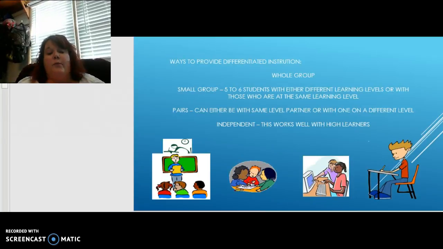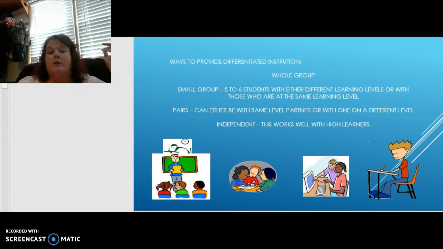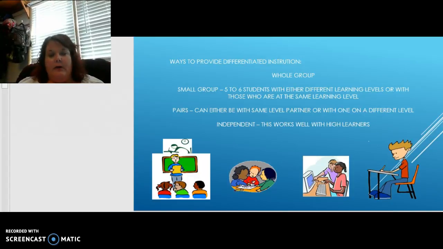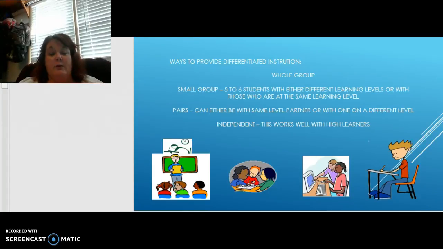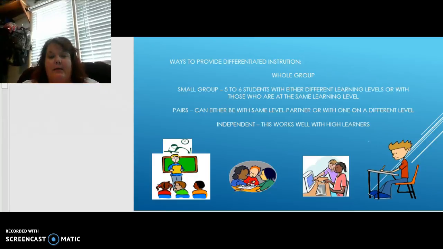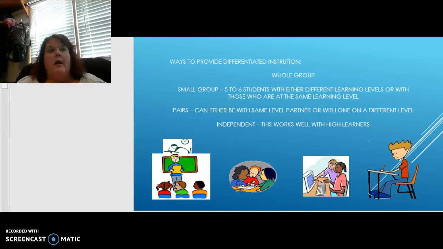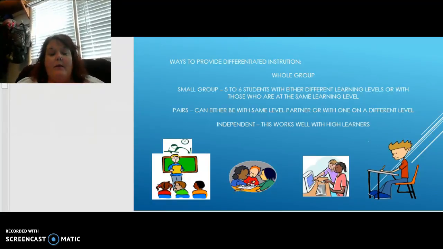There are different ways to provide differentiated instruction. There's whole group, basically a lecture, and then what helps too is to put students into small groups of 5 to 6 students, with either different learning levels or the same learning levels. If you have students who are struggling in a concept of math or reading at the same level, sometimes having them together so you can give them more instruction and help is a good thing. Or even putting students who are at different levels together, so maybe they can have peers assisting them in learning some things, and it gives them a good feeling.